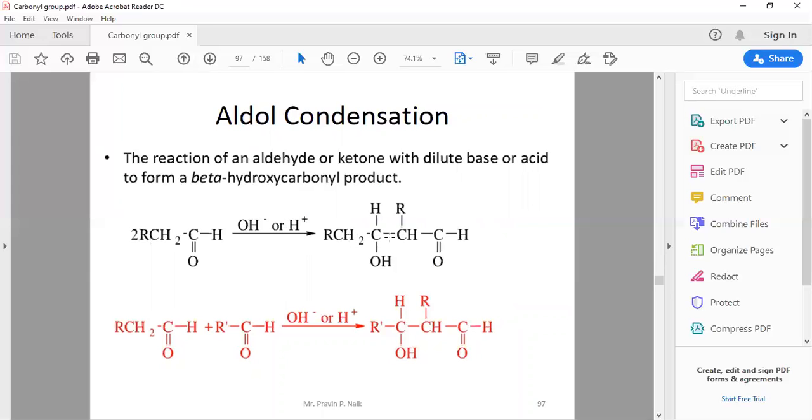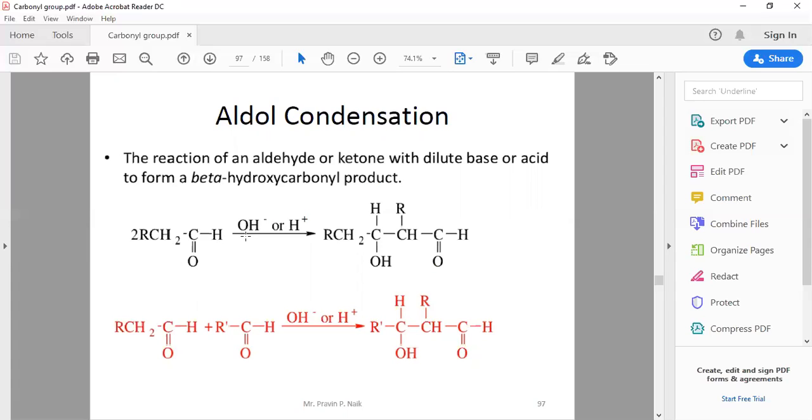So when I'm going to add it, what is the product formed? It is beta hydroxy carbonyl product. So you can see this is the carbonyl group, this is the alpha carbon, and this is the beta carbon. So you have beta hydroxy carbonyl product. Here in the starting, I have the same aldehyde. Here it is taken the mixture of aldehyde.